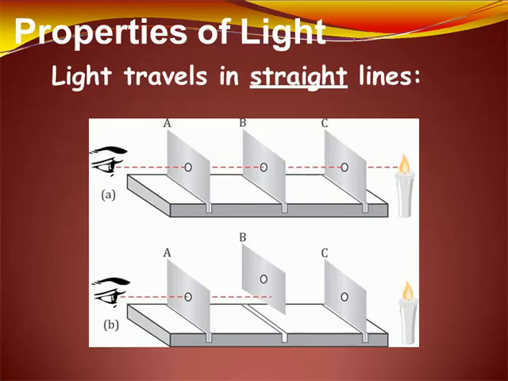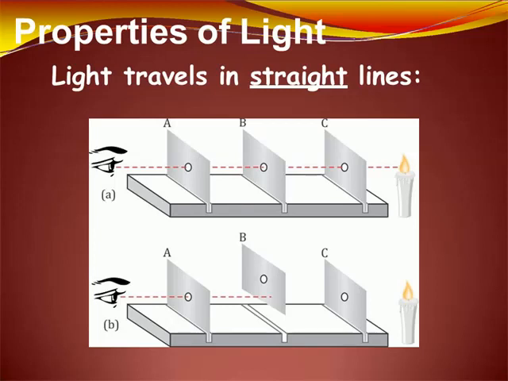Okay, we can do it by A also or C also. If any of the boards is moved or misplaced, we can't see the light. So this proves that light travels in a straight path.